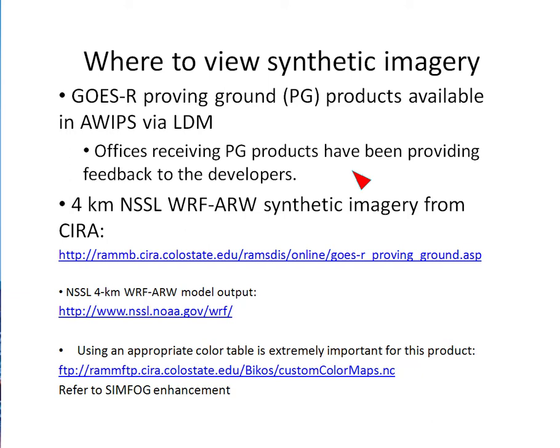If you'd like to view this online on the web pages, here's the CIRA website. If you'd like to look at individual model output fields from this particular model, that's available right here. Using an appropriate color table is extremely important for this particular product. To obtain the color table that we showed throughout this training session, you can download that file right here, and then refer to the SIM Fog enhancement that you'll see when you load up that particular set of color tables.